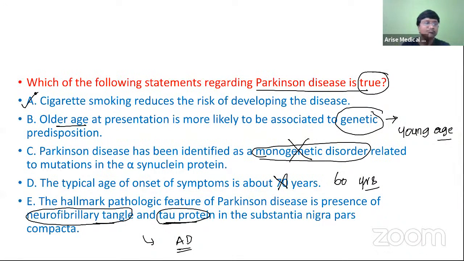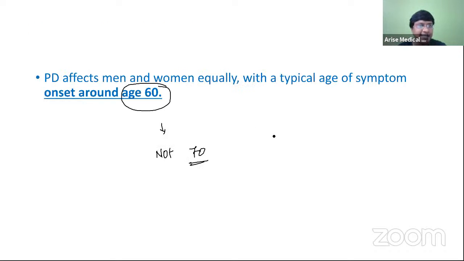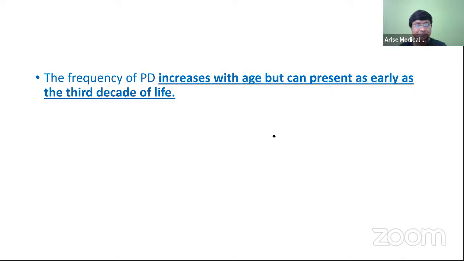Now, let me go into a detailed discussion of Parkinson disease. First of all, Parkinson disease is the second most common neurodegenerative disease. What is the first most common? The first most common neurodegenerative disorder is Alzheimer's disease. And as I already said, the age of onset of the symptoms is around 60 years, but not 70 years.